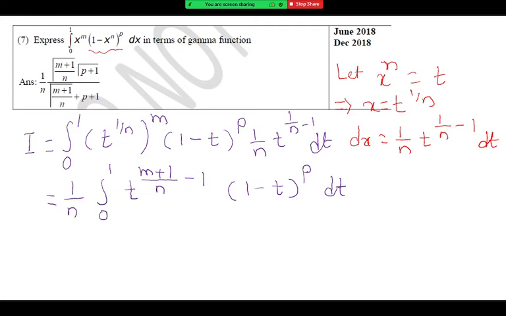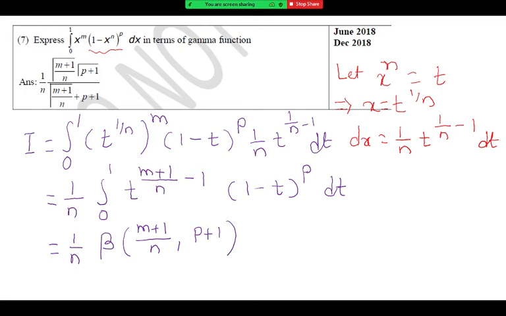Yes, sir. Okay. Now tell me the value of this integral. Can you see something? Is it in the standard form of a beta? So this is x raised to m minus 1, instead of m minus 1 it is m plus 1 upon n minus 1. So this is a beta, and there we will take p plus 1. Correct, p plus 1. Good. So that's the beta.